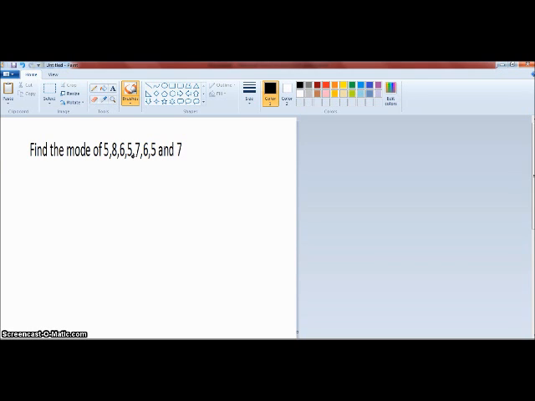Now, the best way to find mode is to first arrange the numbers in ascending order, in order from the smallest to the biggest number. So here we're going to start with, let us look for the smallest number here. It looks like 5. There is a 5 here. There is another 5 here. I'll write it here.